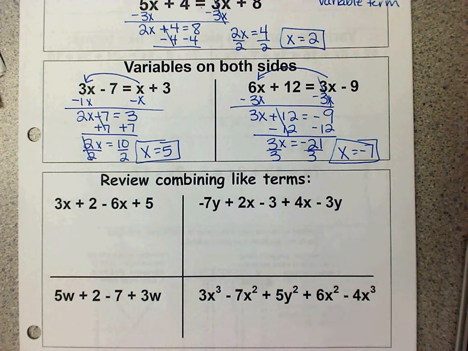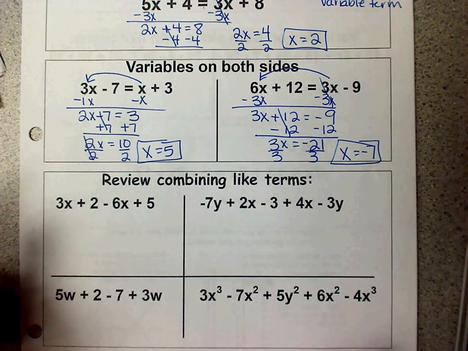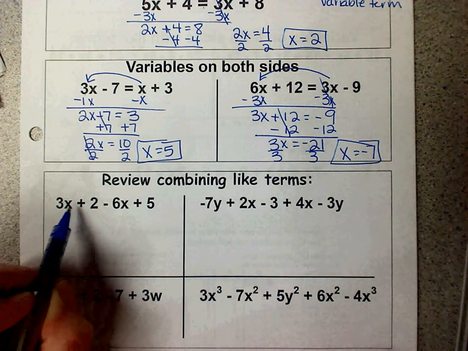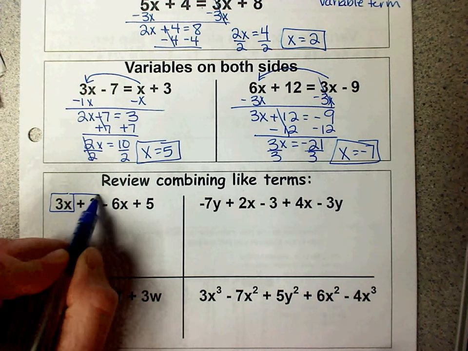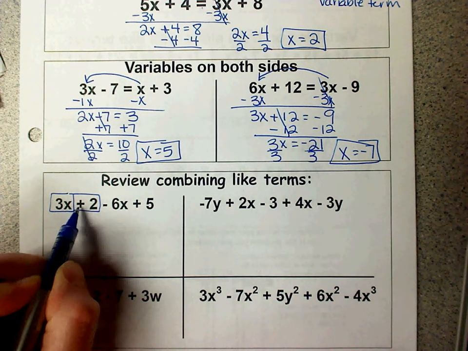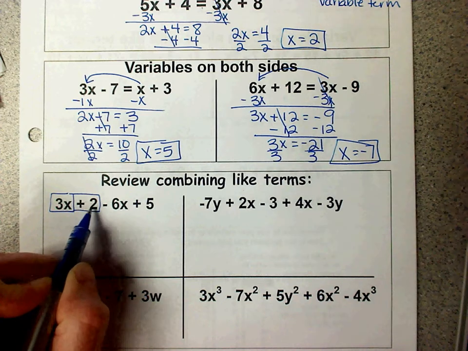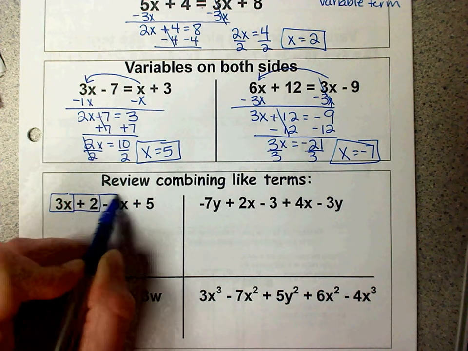This next section is going to go over a review of combining like terms. Remember that I always boxed my terms, where inside the box I have the sign or the operation first and then the term. So this is going to tell me what I'm going to do with the 2. So I'm going to add the 2 to anything that I need to combine it with.